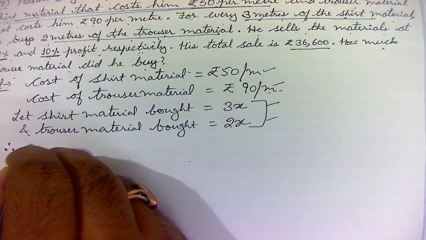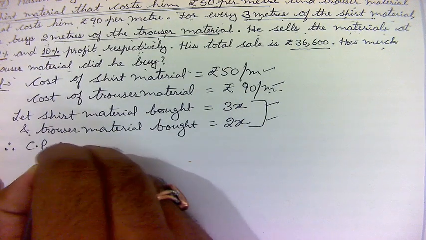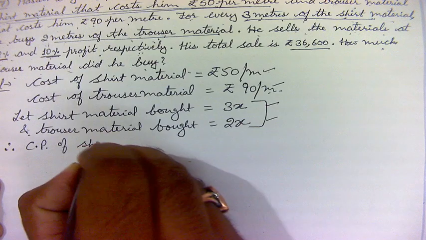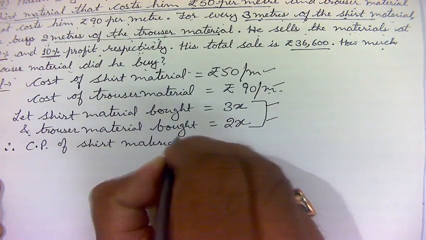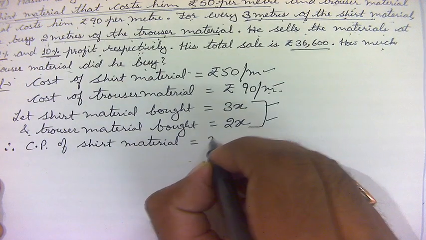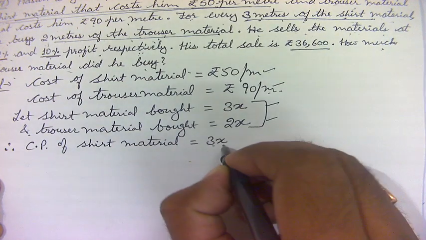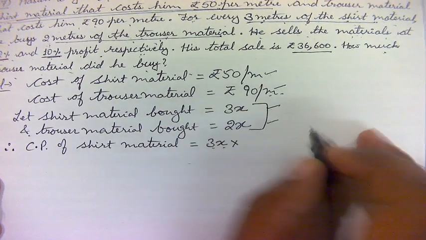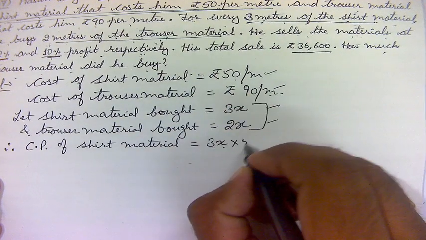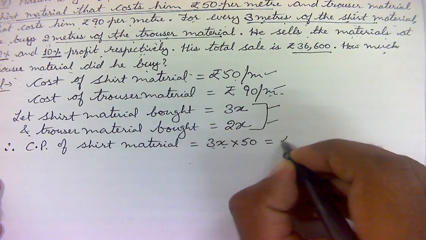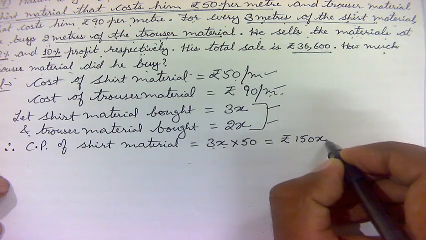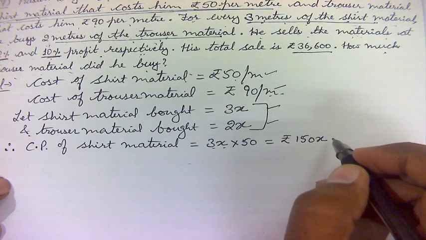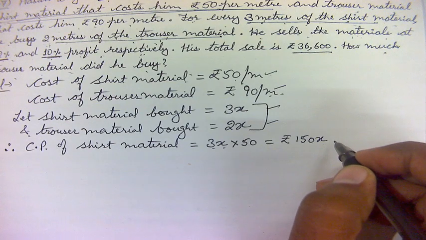Therefore, the cost price of shirt material. Now what is the cost price of shirt material? The total shirt material is 3x and the cost per meter is rupees 50. So it is 150x. This is the total cost price of the shirt material.